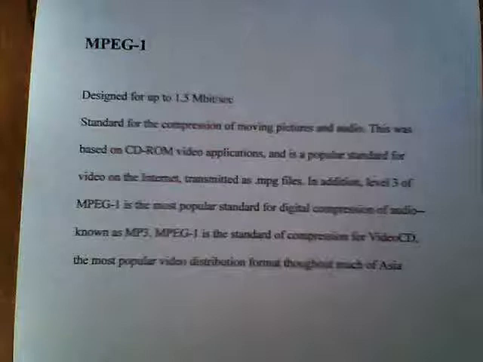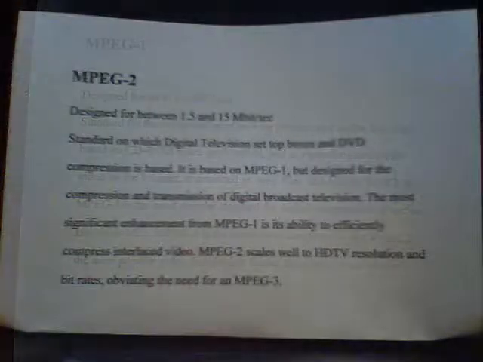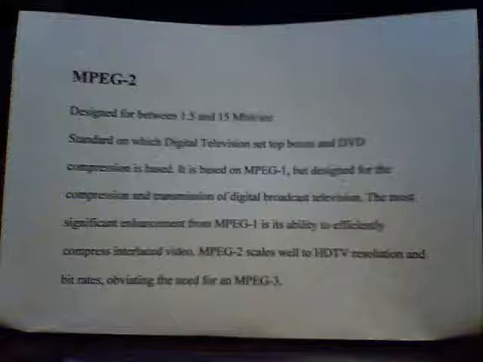MPEG-1 was built for CD-ROM applications and is designed for up to 1.5 megabits per second. It is a popular standard for video on the internet and is the most popular standard for MP3 audio compression. MPEG-2 is built on MPEG-1, but is designed for compression and transmission of digital broadcast television. The big difference between MPEG-1 and MPEG-2 is MPEG-2's ability to efficiently compress interlaced video, and it works well for HDTV. MPEG-2 is designed for up to 15 megabits per second.